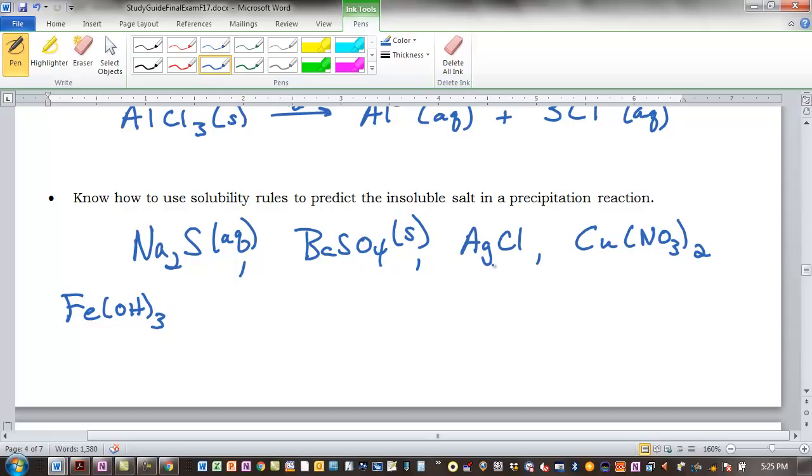So insoluble. What about silver chloride? That's also insoluble. So again, most chlorides, most halides are soluble, but there are three that are insoluble: silver chloride or silver halide, mercury, and lead. Okay? Good so far? Copper nitrate, copper 2 nitrate.